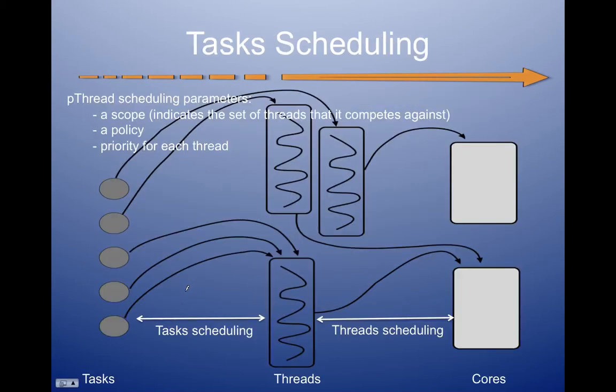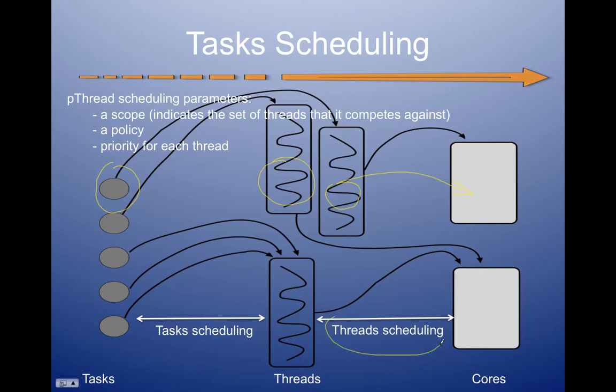Let's look at what happens in a parallel application. In a parallel application, you will have tasks. Those tasks will be distributed by the task scheduling algorithm over threads, and the threads themselves will be distributed to the cores.